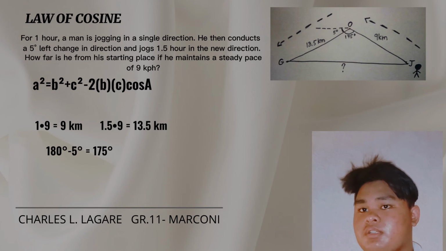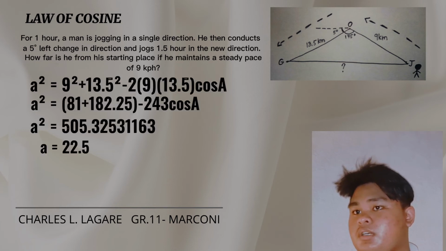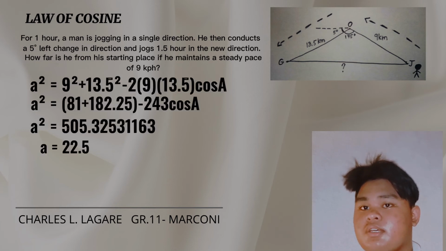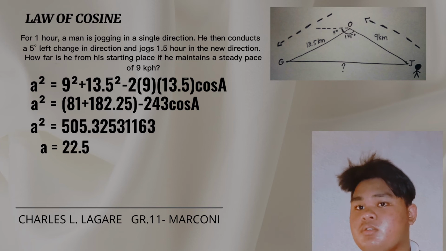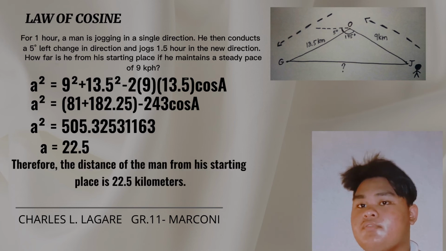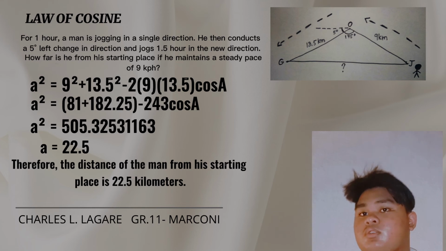So now we have all the values. We just need to simply plug it into the formula. So we have a squared is equal to 9 squared plus 13.5 squared minus 2 times 9 times 13.5 times cosine of 175 degrees. Then you can type it in all at once in the calculator, then we will have the final answer, 22.5. Therefore, the distance of the man from his starting place is 22.5 kilometers.